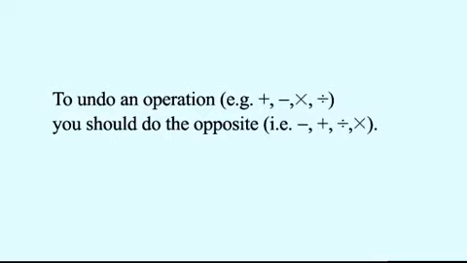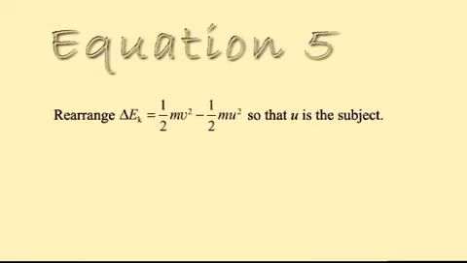So to undo an operation, you should do the opposite. To undo a subtraction, you add. To undo a multiplication, you divide. To undo a square root, you square, and so on. The final equation can be rearranged using exactly the same principles, remembering to keep going in a series of small steps. It's like peeling away layers of an onion, but it needn't end in tears. So, this is your last equation.